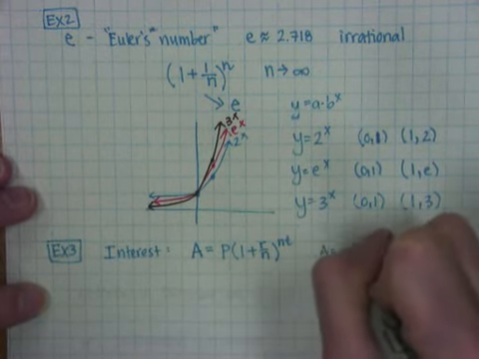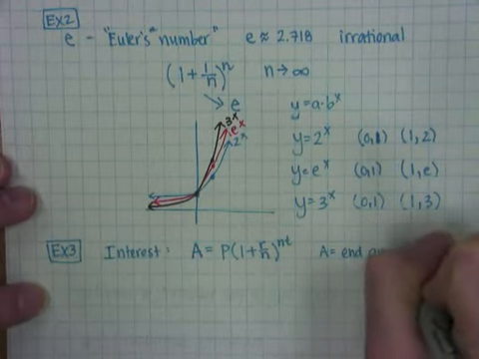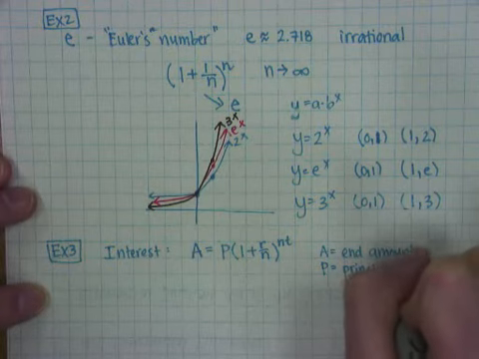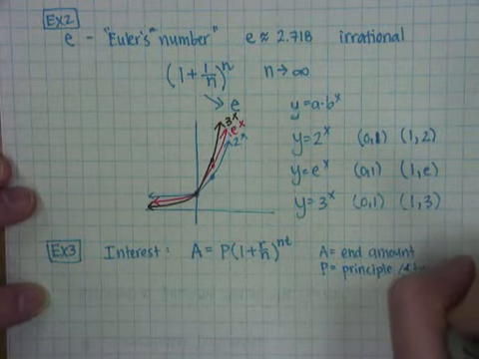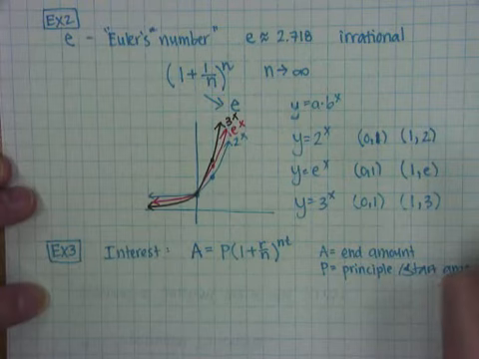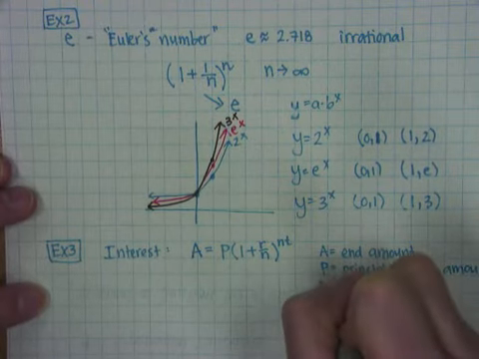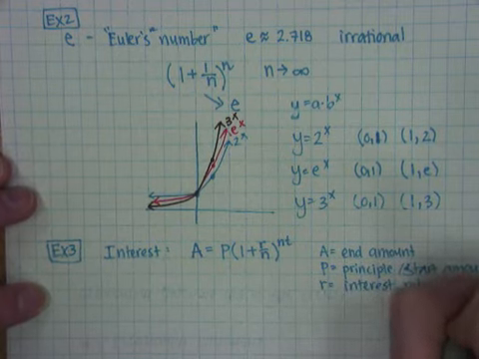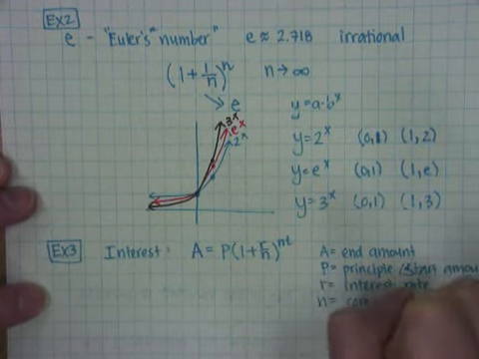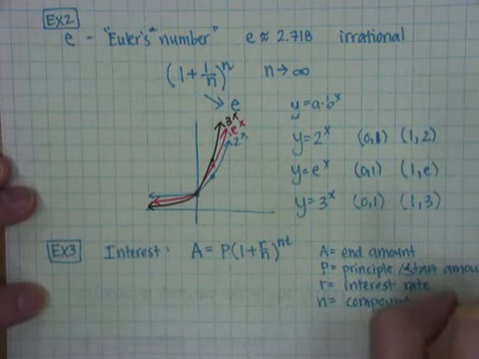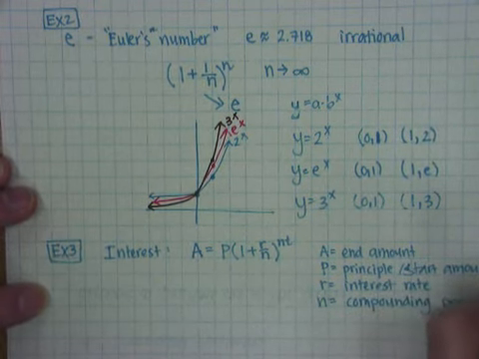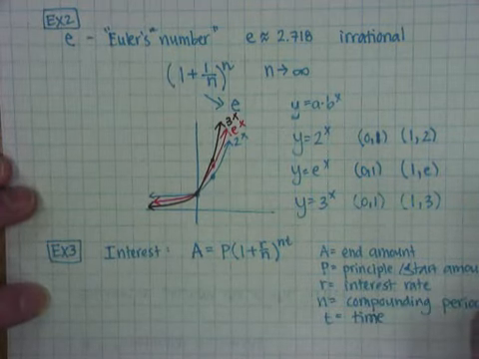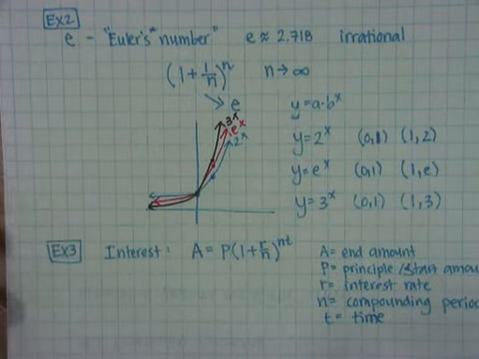The A is your ending amount. The P is called the principal. It's also your starting amount of money usually. The r is your interest rate. The n is your compounding period. And the t is time, and it's usually in years, but not always.